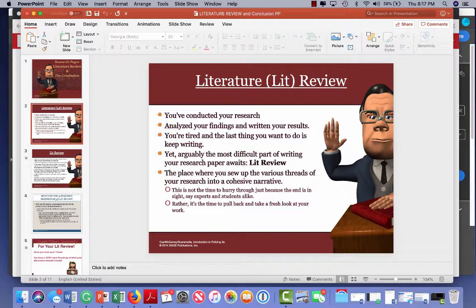All right, by now, after you've written your title page, your abstract, your introduction, and your thesis, you're tired. You've done a lot of research. The last thing you want to do is keep writing, but it's actually the fun part because now you get to, depending on your thesis, either analyze your topic, explain your topic, or argue your topic. So they're all fun in their own way.